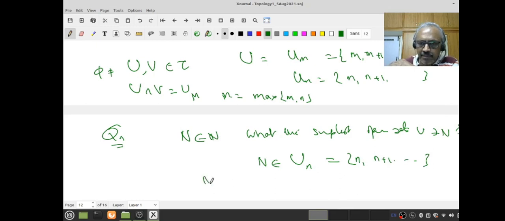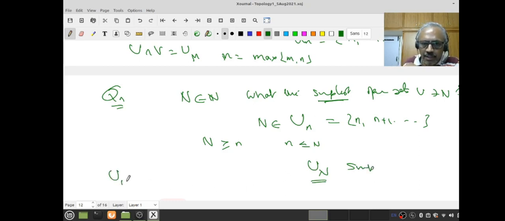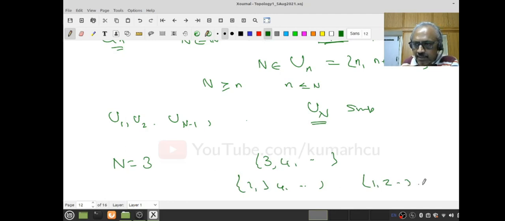So what does it say? My N should be greater than or equal to n. That is the same as saying my n should be less than or equal to capital N. And therefore what is the simplest thing? The simplest is U_N. For U_1 will be there, U_2 will be there, U_{N-1} will be there. Are you following? For example, if my N equals 3, the simplest open set containing 3 will be 3, 4, etc. Of course 2, 3, 4 also works, and 1, 2, 3, 4 also, but this is the simplest open set. Have you understood?